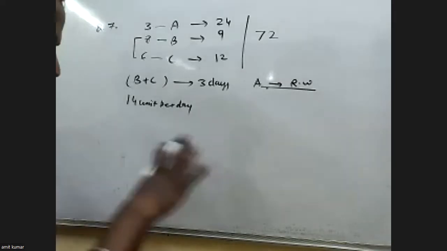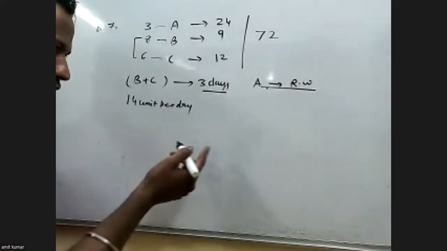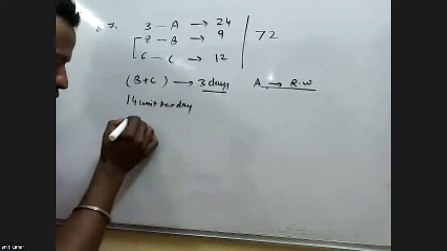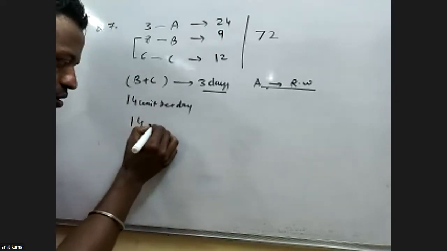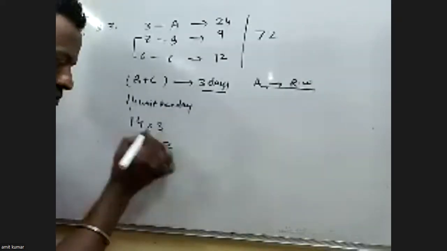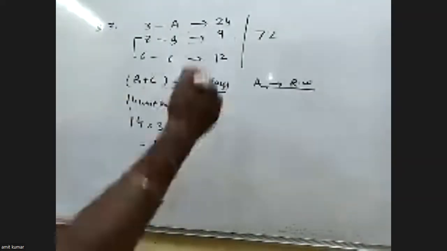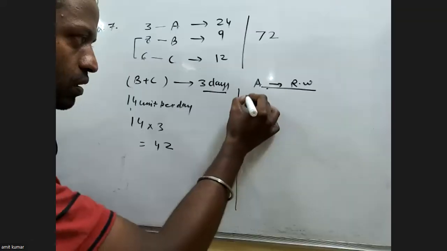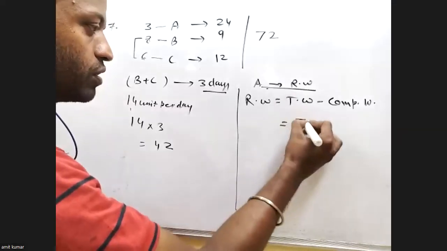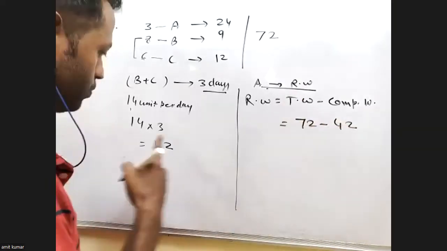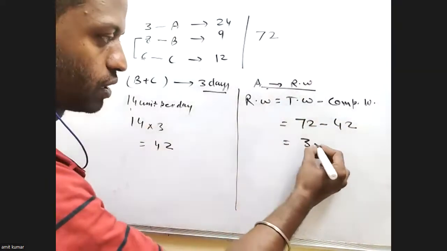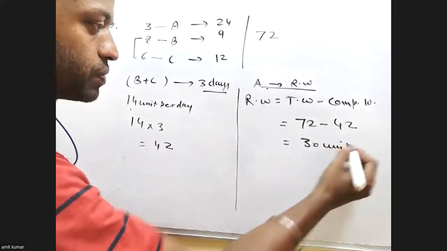Now they are forced to leave after 3 days. So within 3 days, they have completed how many units? 14 into 3, that is 42 units. What is the remaining work? Remaining work is total work minus completed work. Total work is 72 minus 42 completed in the 3 days. So 30 units is the left work.